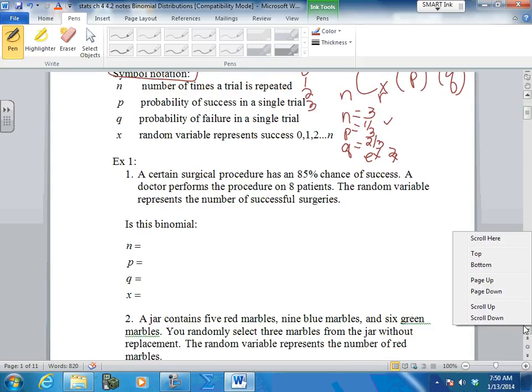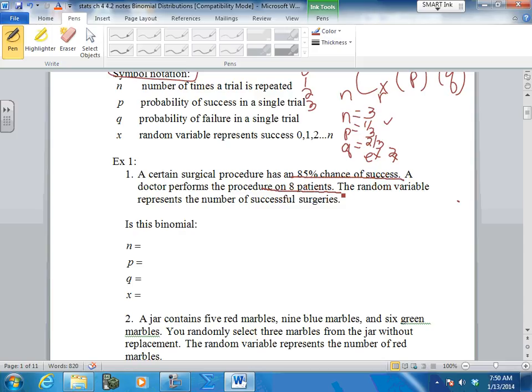All right, so let's try one. A certain surgical procedure has an 85% chance of success. A doctor performs this procedure on 8 patients.